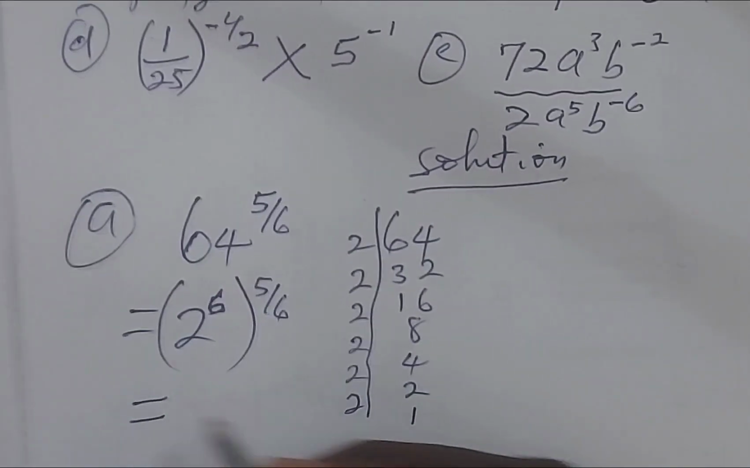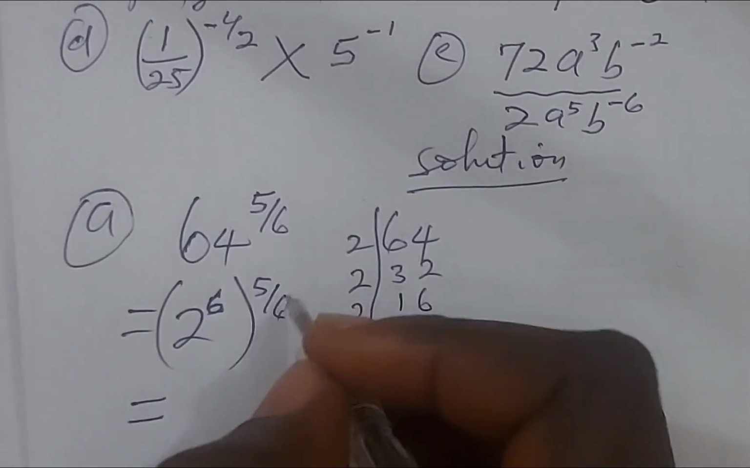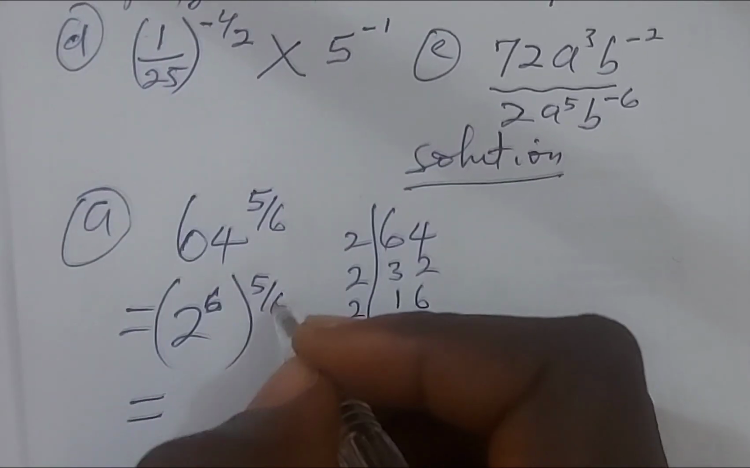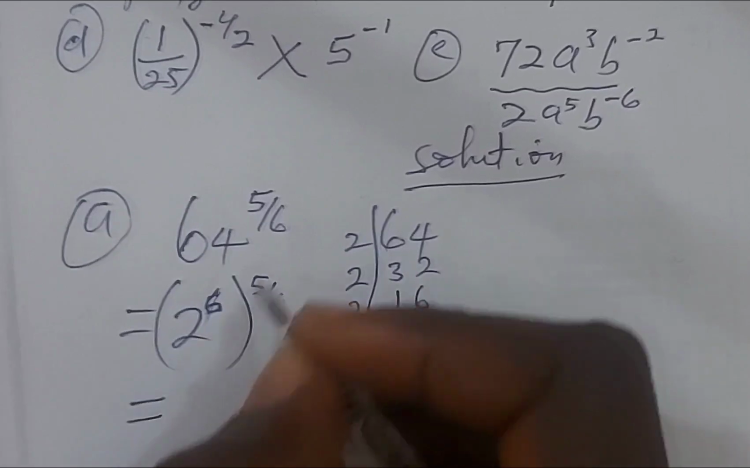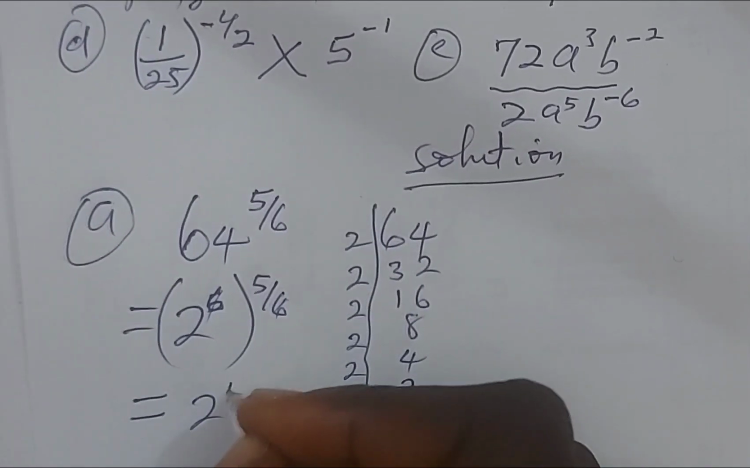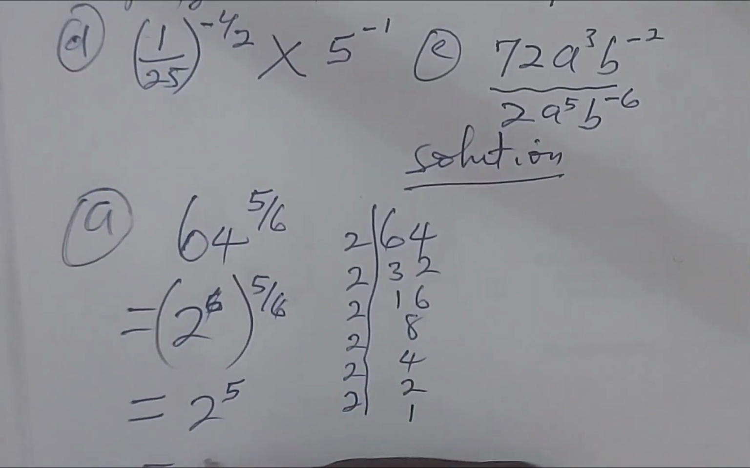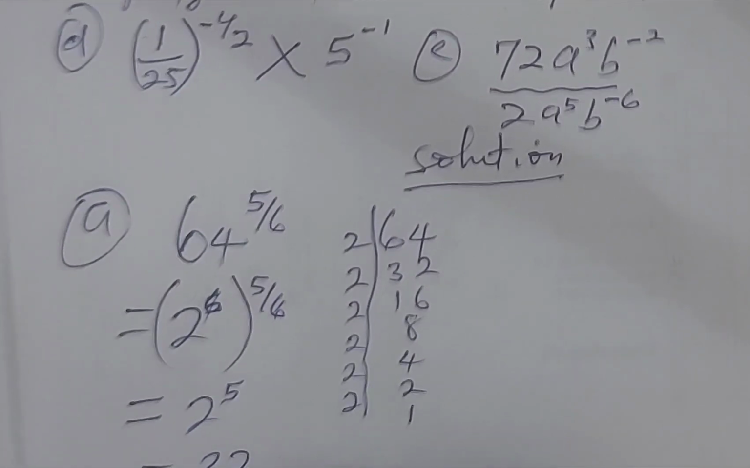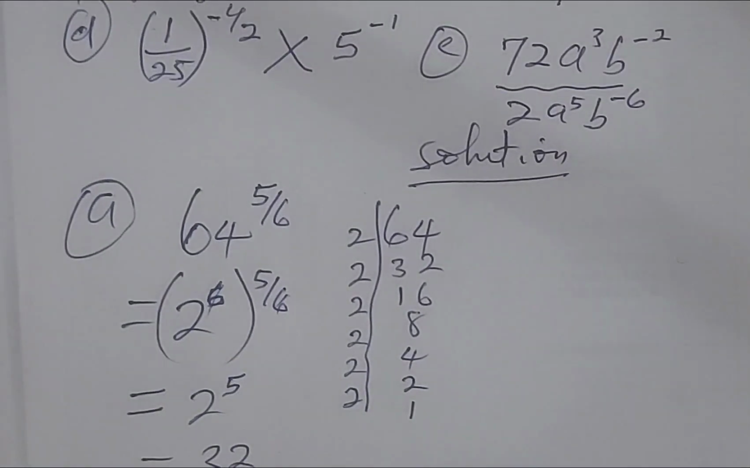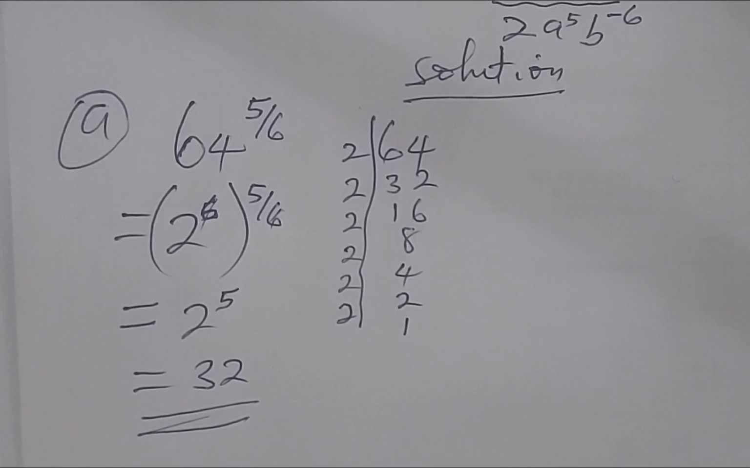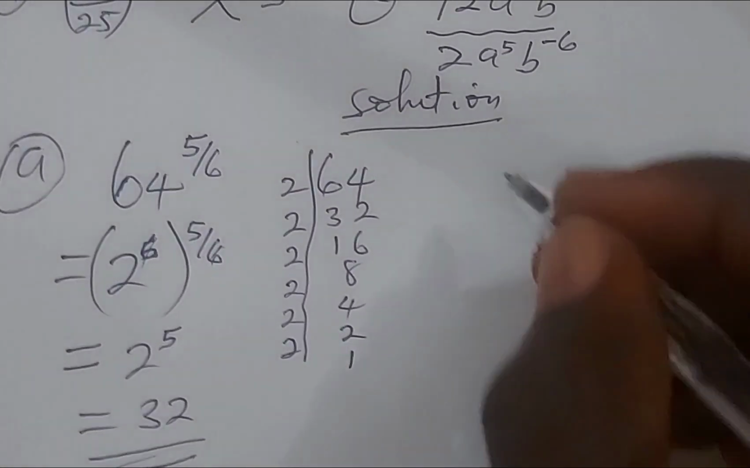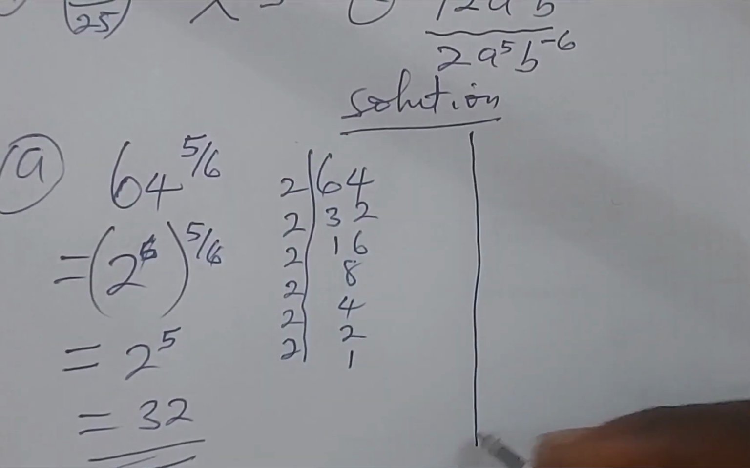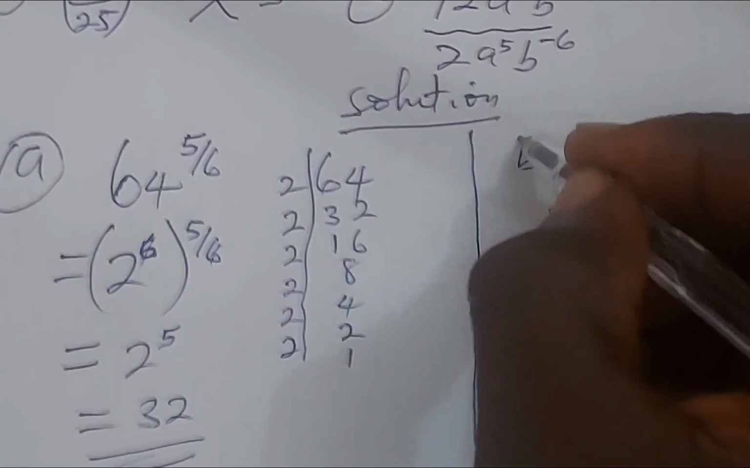So you have simplified your answer, which is 6 here, cancel 6. And you have 2 raised to the power of 5, which gives 32. Very simple. That is that.